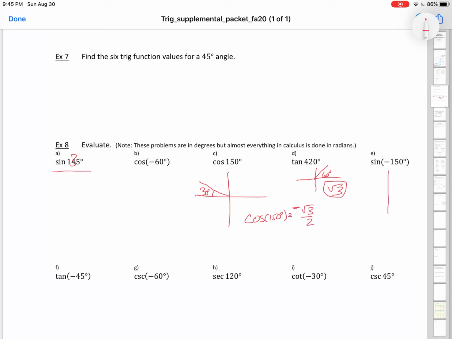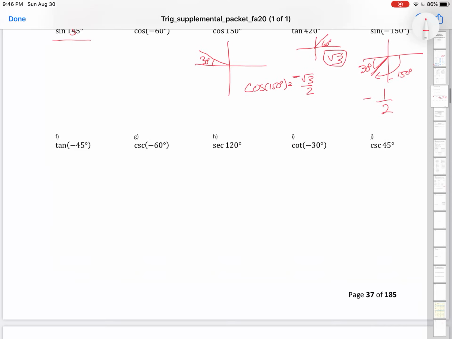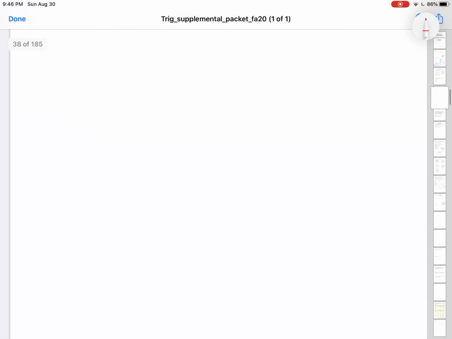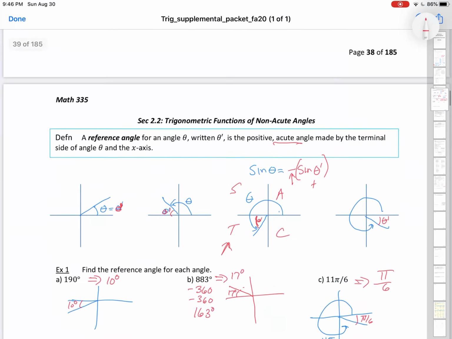Sine of negative 150 degrees. Well, where is that? Third quadrant, right? Negative 150 degrees would be in that third quadrant, backed off from negative 180 by 30 degrees. And so we just have to ask ourselves, what's the sine of 30 degrees? 1/2. What sign should it be in the third quadrant? Negative. And we're finished.